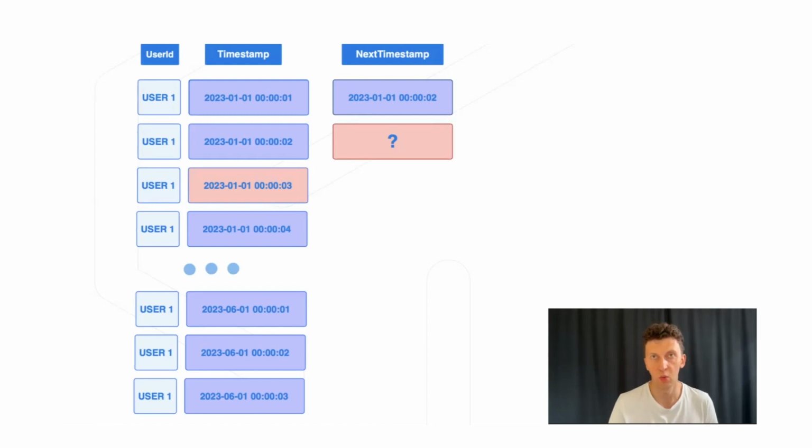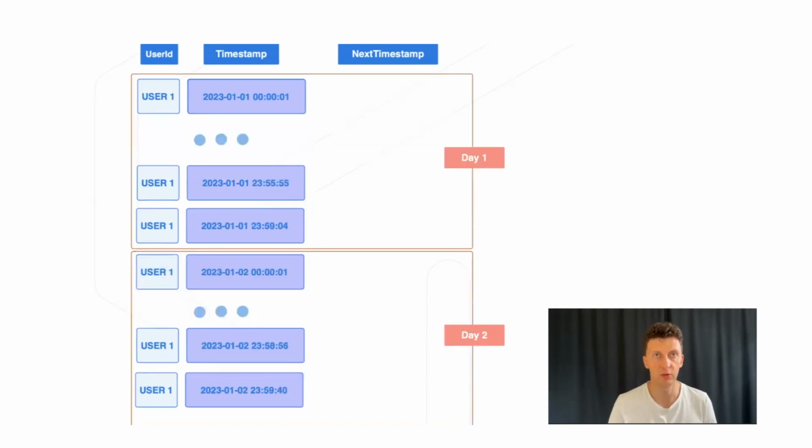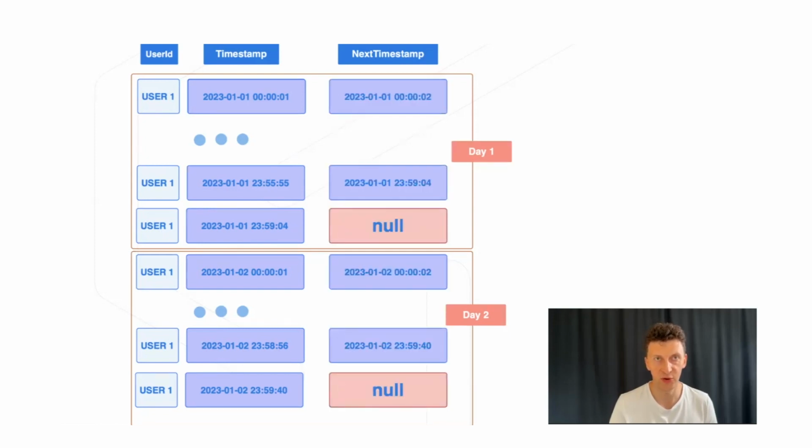But what if we do all that in smaller portions? Let's say we do that day by day or month by month. So if we change the definition of the window function to be partitioned by not only user, but also a day, we definitely have a better split of the records. But will it provide the same results? Well, not exactly. We have the last record each day to fix because we don't have information about what happens the next day.